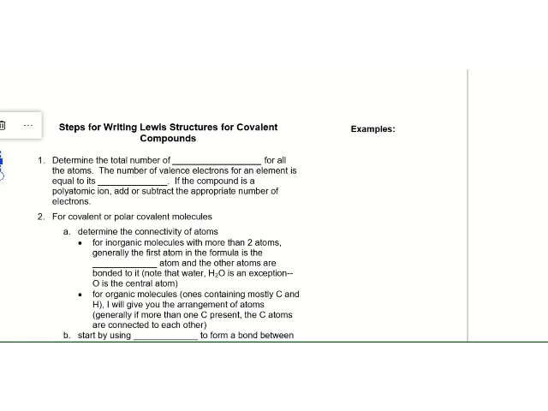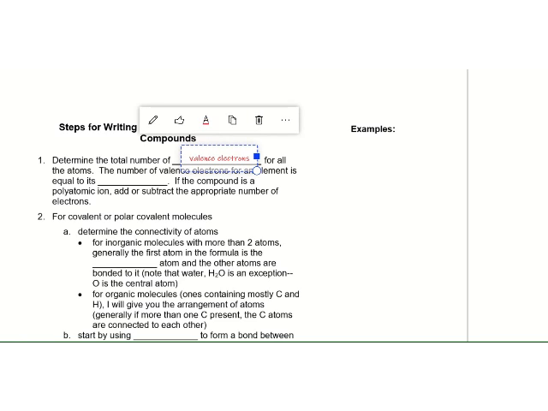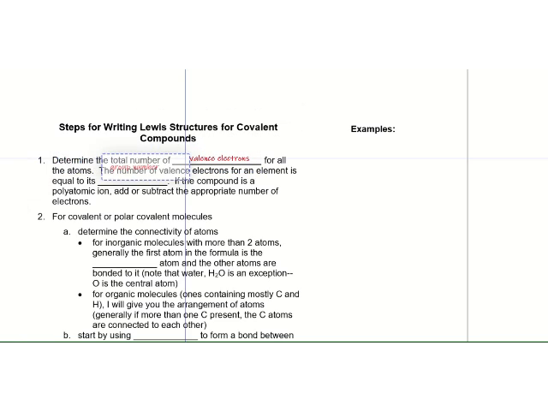Okay, so now we're going to go through the steps that we need to take to draw a Lewis structure for a covalent molecule. The first step is always to determine the total number of valence electrons for the molecule. The number of valence electrons for any element is equal to its group number in the periodic table.